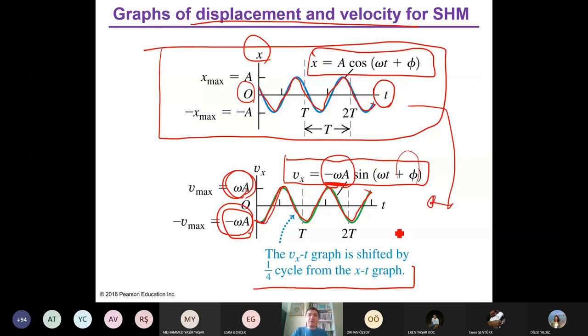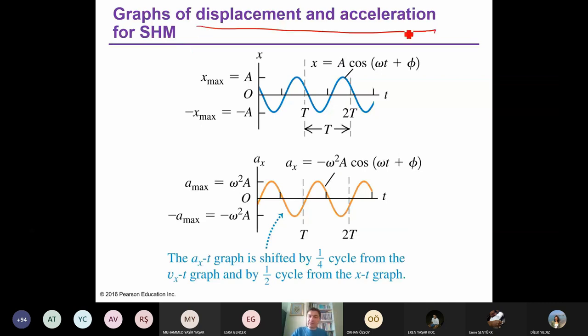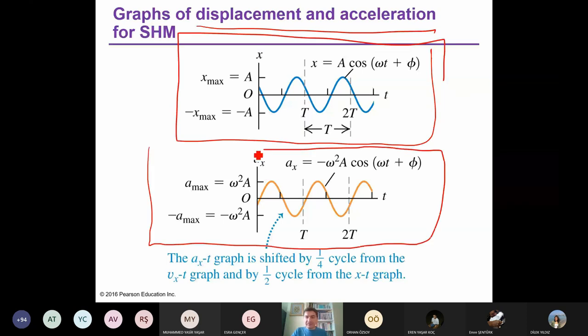Now let's have a look at displacement and acceleration in simple harmonic motion. Again, in the top figure we have the x-t graph, and here we have the acceleration versus time graph. Here we have minus omega squared A cosine(omega t plus phi). This is the acceleration in simple harmonic motion, which we derived in the previous slides. And this is the maximum amplitude of this oscillation in positive and negative directions. Then this is ax, acceleration as a function of time.